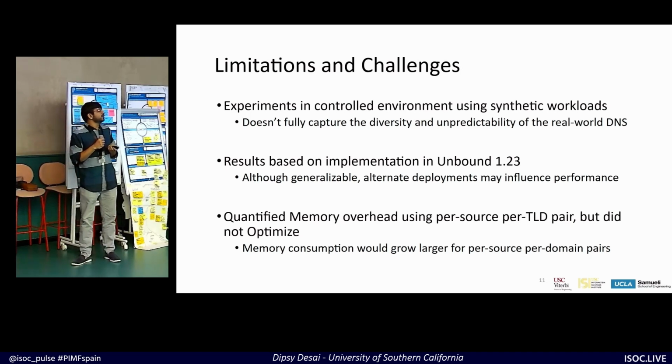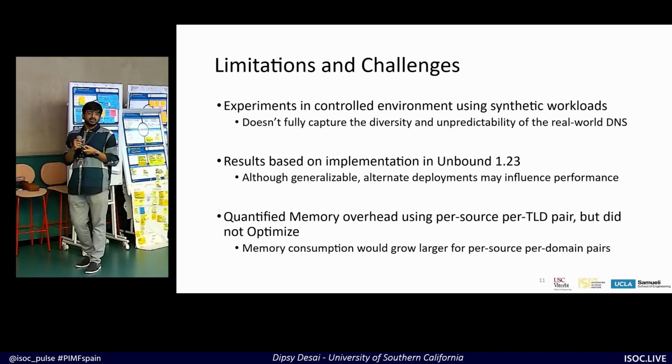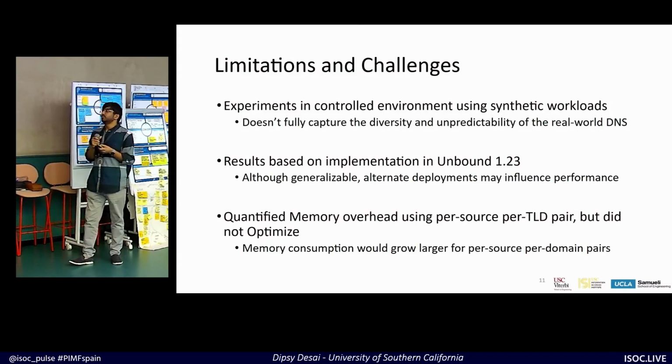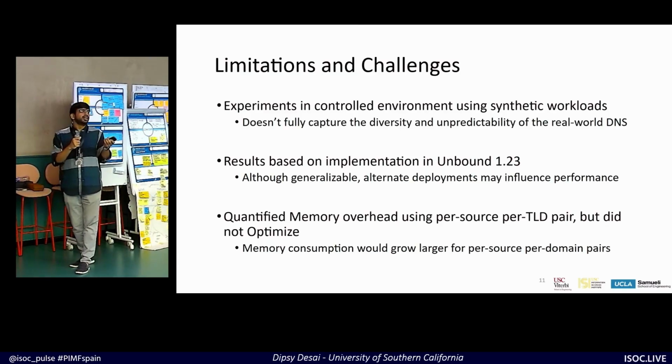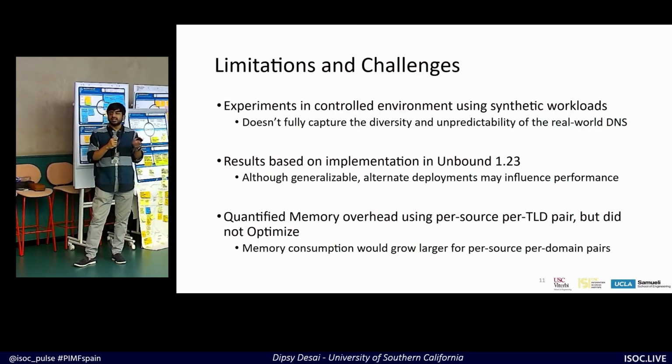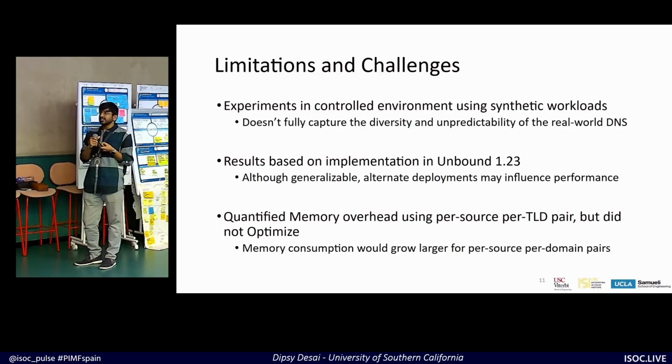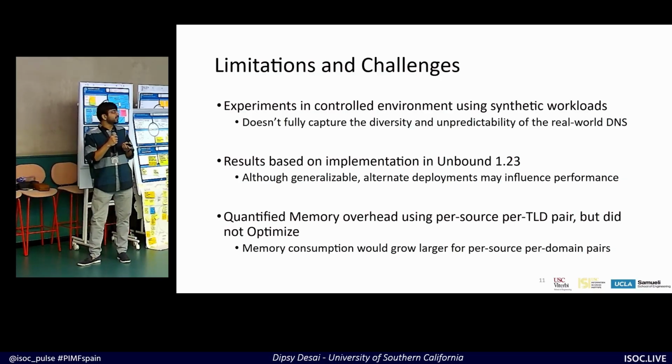One major limitation of our experimentation is that all our experiments were performed in controlled environments using synthetic workloads. Although we used B-root servers' downsampled data, we believe that doesn't fully capture the diversity and the unpredictability that is present in the real-world DNS. And DNS can go wild, as we have already seen in the past.